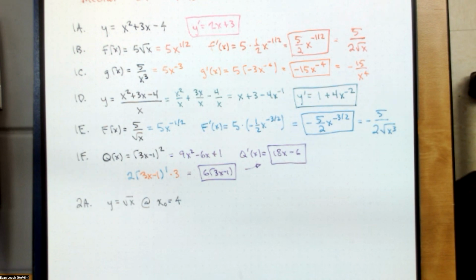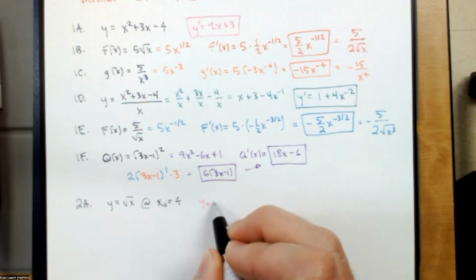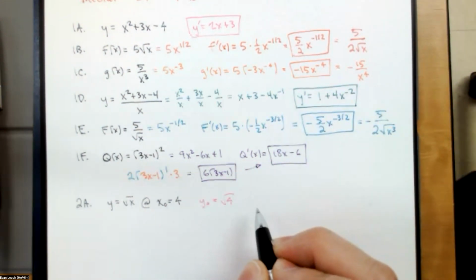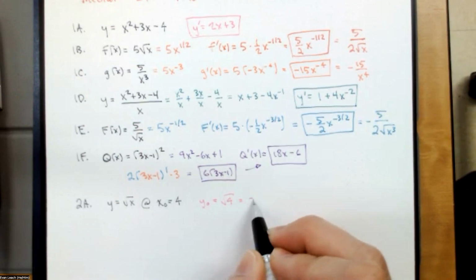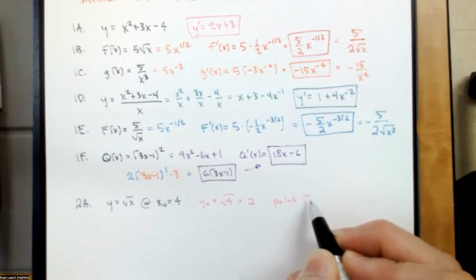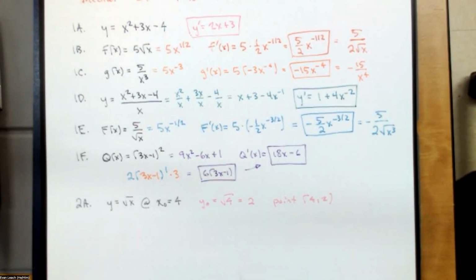The pieces that we need to put together: we need to get y naught. Y naught is just the function, the square root of x naught, which is 2. So that gives us a point of x naught 4 and y naught 2. We're trying to write the equation of a line. I need a point and a slope. Plug in to get the point because I only gave you half.